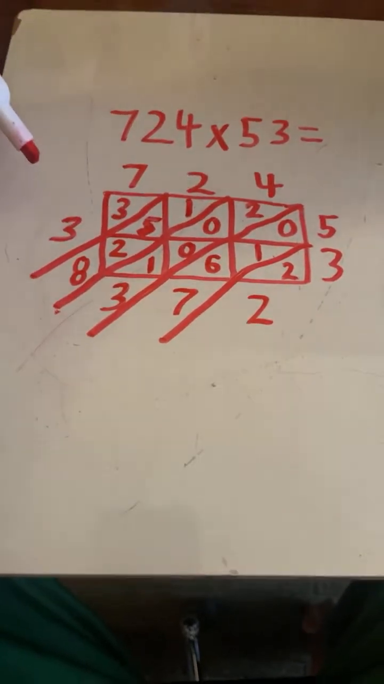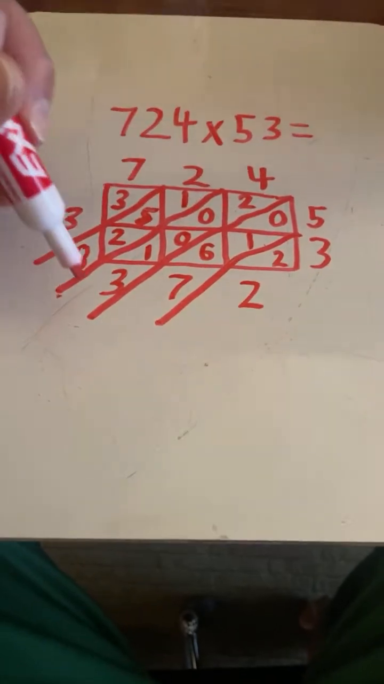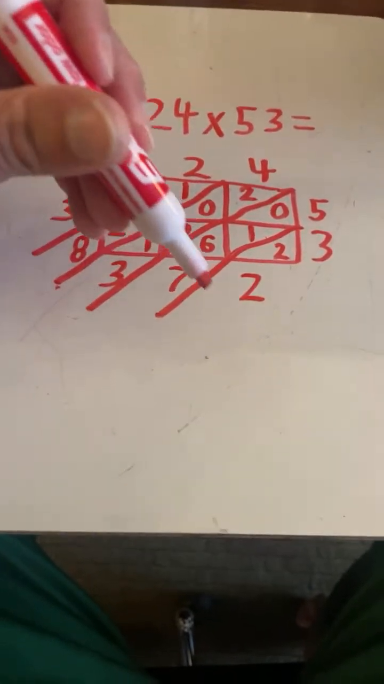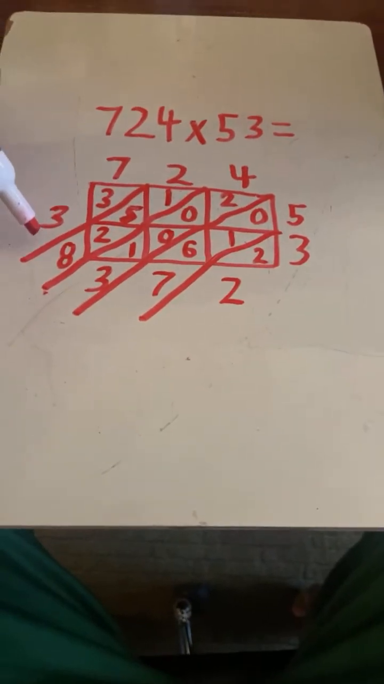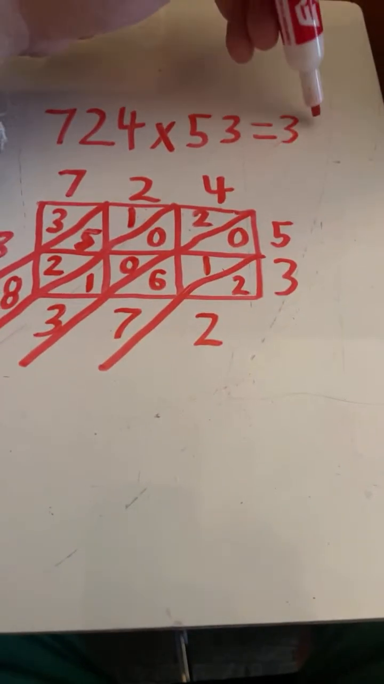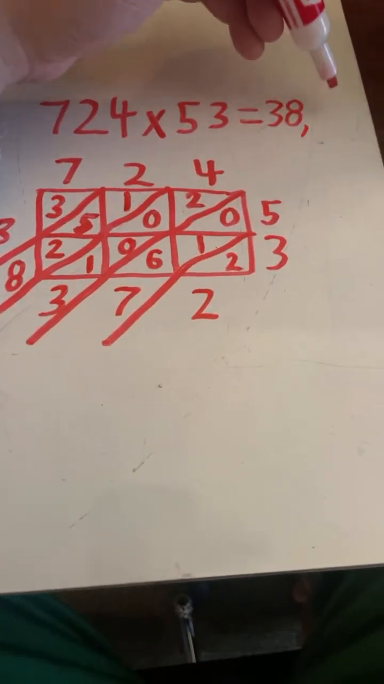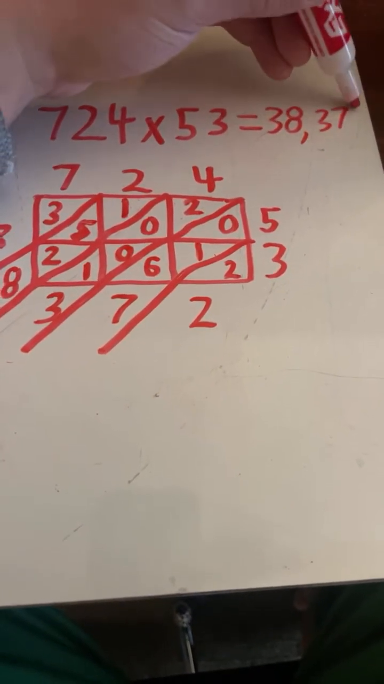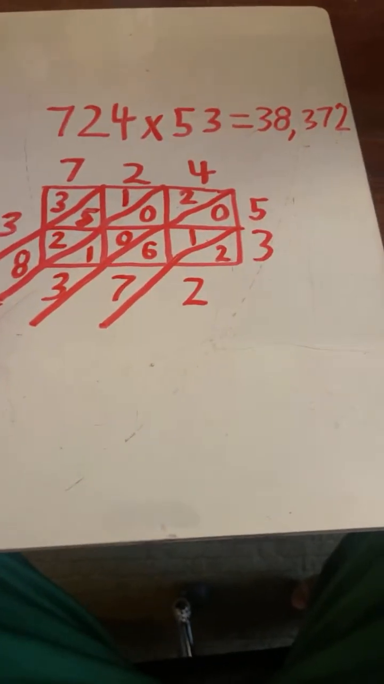All right. So now we have our final answer, and we're going to read the number going from left to right. Write the digits down up top from left to right. So 38,372. So 724 times 53 equals 38,372.